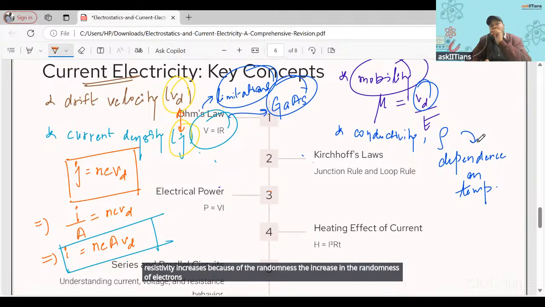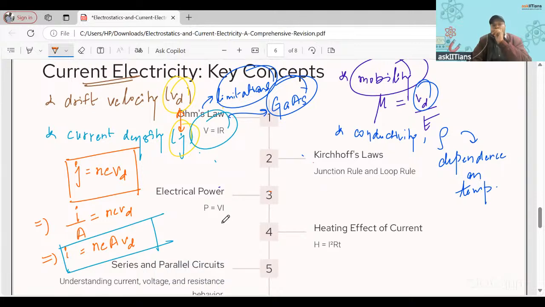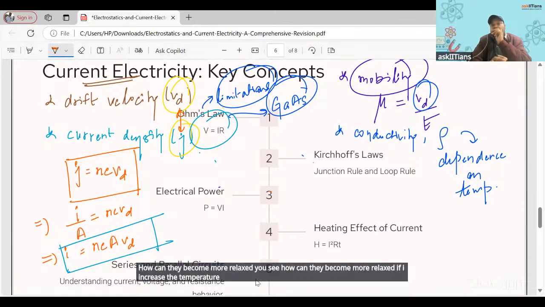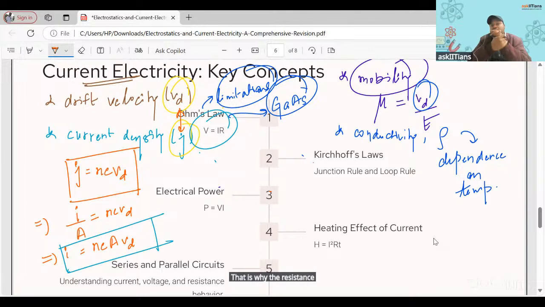So what happens in the case of semiconductors? This is also a question from current electricity only, right? So how can they become more relaxed? If I increase the temperature, they'll have more kinetic energy, no? They'll have collisions more easily then. That is why the resistivity is getting increased, because they'll be colliding more, right?